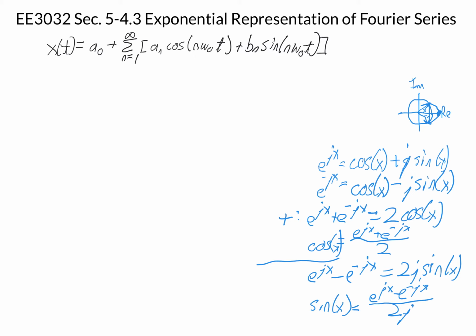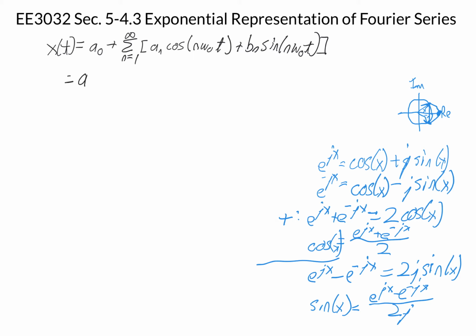So that vertical vector is 2 sine of x in the j direction. So when I take that vector and I divide out the 2j, I have left over the sine of x. Now we're going to use these identities for cosine and sine in terms of the complex exponentials to expand this formula from the Fourier series.